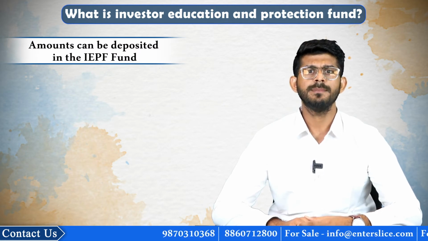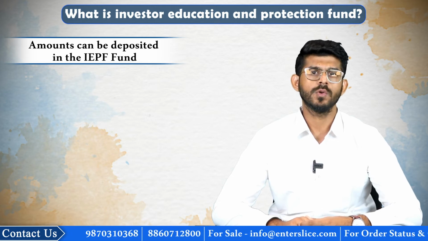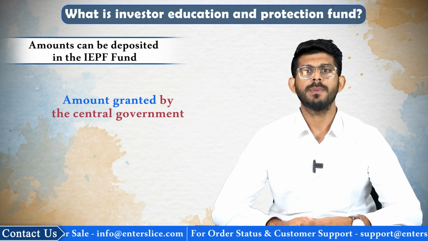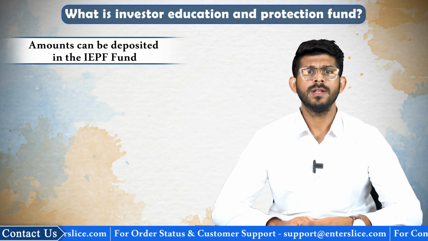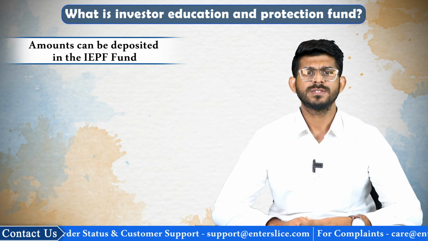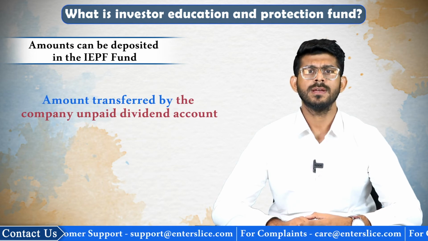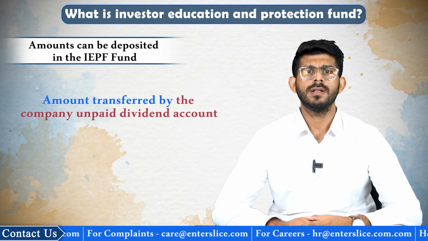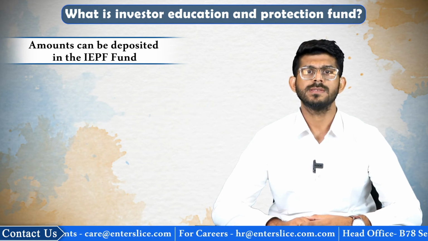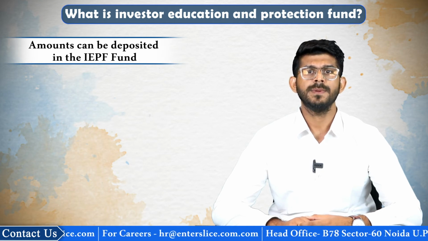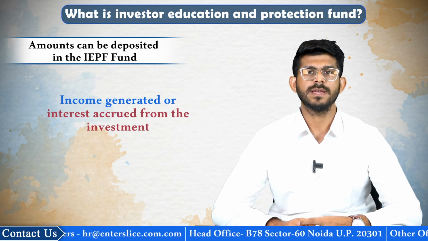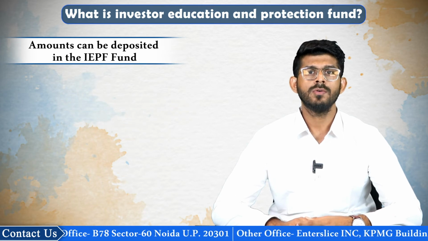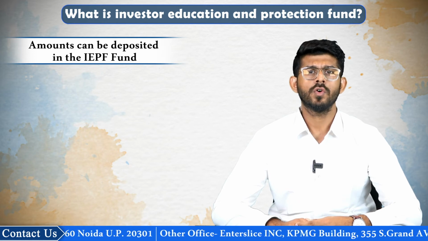Now we will discuss what are the amounts that can be deposited in the IEPF fund. There are various amounts that can be deposited in the IEPF fund, which are as follows. The amount granted by the central government after due appropriation made by the parliament. Any donations received in the fund given by the central government, state government, companies or any other institution. The amount transferred by the company in the unpaid dividend account under clause 5 of section 124 of the Companies Act. Any amount which is lying in the IEPF under section 205C of the Companies Act. Any income generated or interest accrued from the investment made from the fund. Any amount received under section 38 clause 4 of the Companies Act.